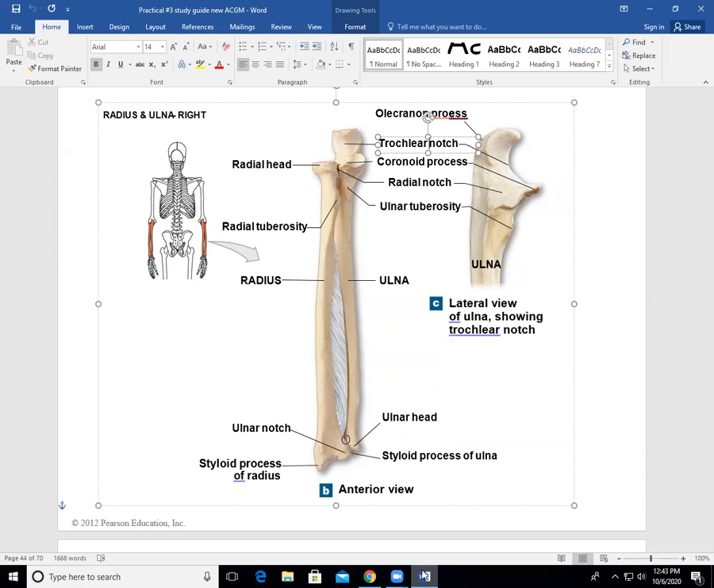Flip it over. That's the head. So for the ulna, we do the radial notch. All right, so it's on the left.